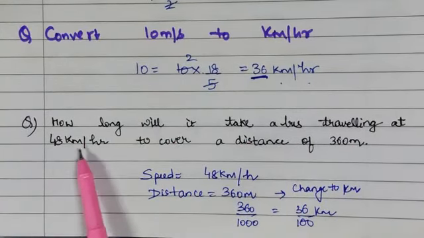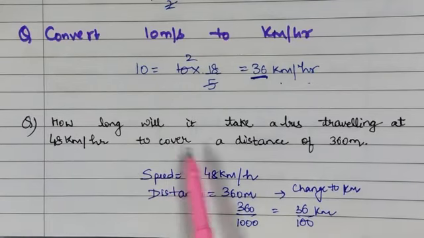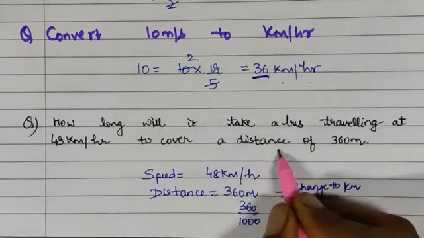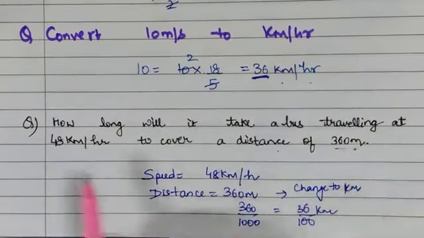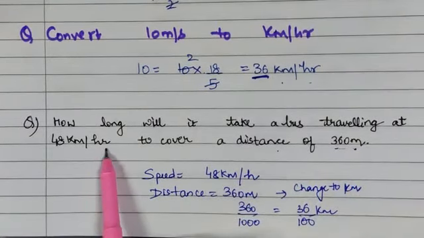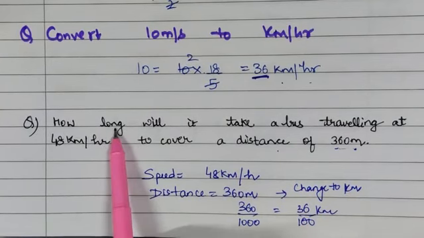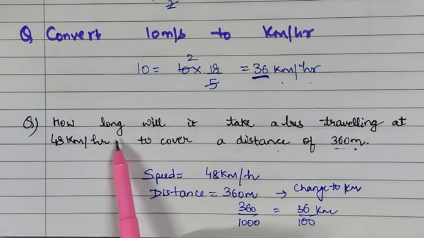Next question is, how much time will it take a bus traveling at a speed of 48 kilometer per hour to cover a distance of 360 meter. Now distance is given to you, speed is given to you, so we have to find time. Now the units should be the same.